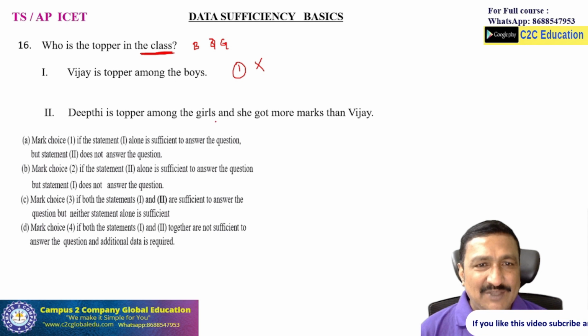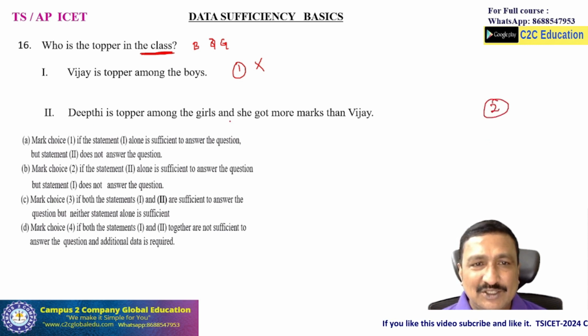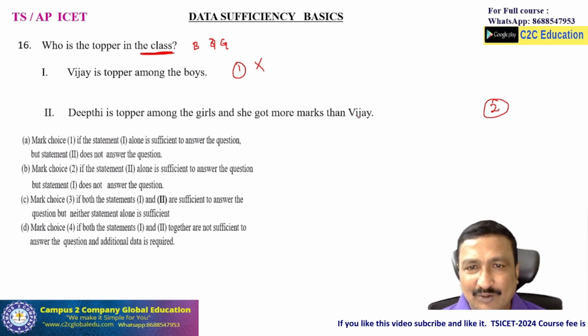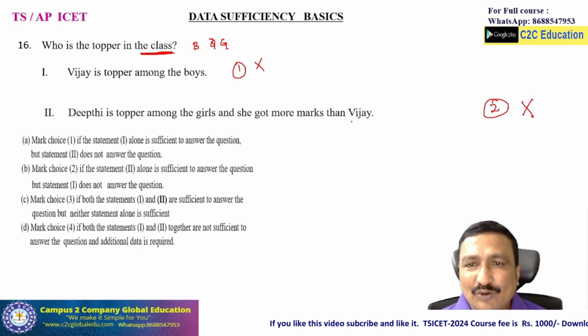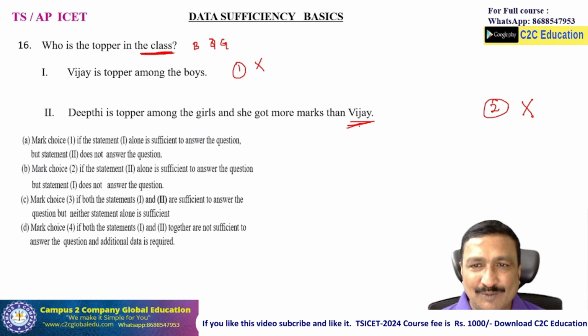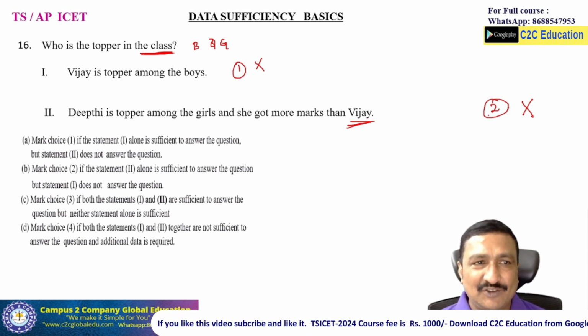Second statement: Deepthi is a topper among the girls and she got more marks than Vijay. Here also most of the people will keep the answer as the second option, because Deepthi is the topper among the girls and she got more marks than Vijay. So they compare and say the second statement is correct. But that is the wrong answer. Why? Because we don't know who Vijay is from the second statement. Did he get more marks among all the boys, or less marks among the boys? We don't know. So the second statement alone is not sufficient.